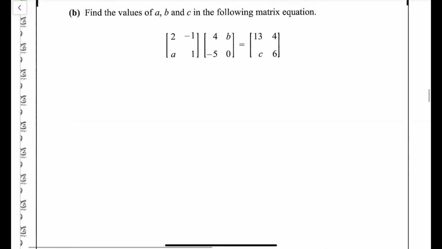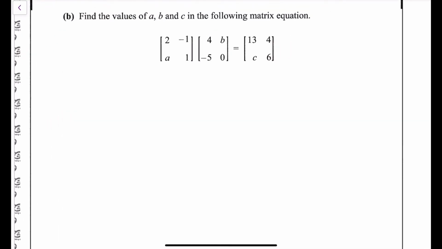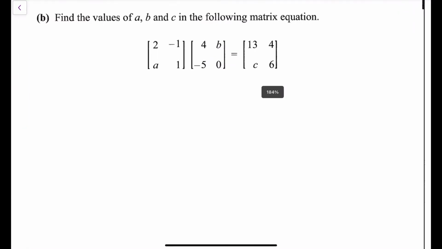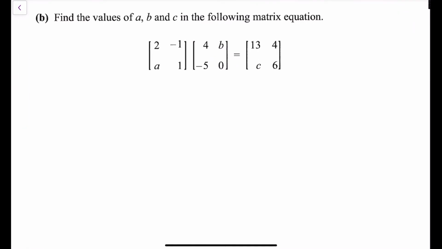Oh, here we go again. More matrices. Find the value of A, B, and C in the following matrix equation. Okay, right. They're really testing this multiplying matrices in this exam. Right, find the values of A, B, and C. So we're just going to go through it and think, how do we get all of these different elements?